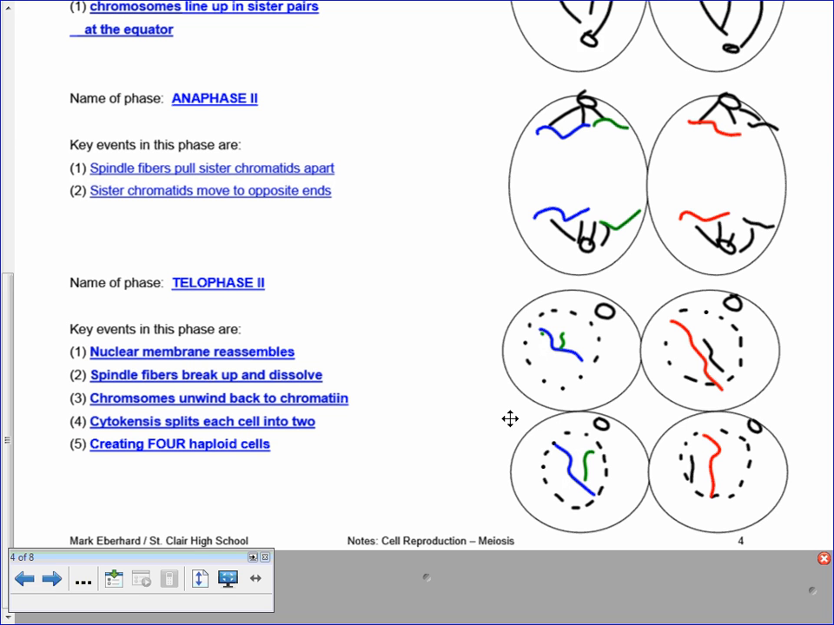Each cell now contains how many chromosomes in the picture? 2. Our original cell had how many? 4. So we've gone from cells of 4 chromosomes down to cells of 2 chromosomes. We've gone from diploid to haploid. Notice each cell contains 1 of each homologue.